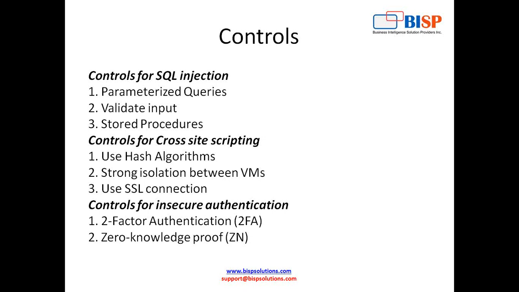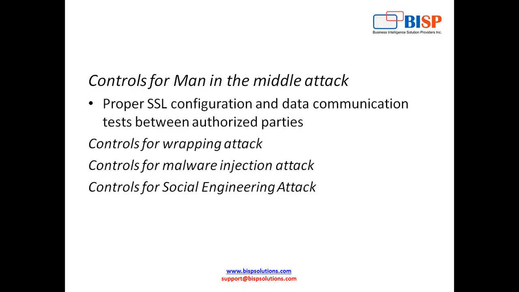And for the malware injection, we can use FAT system architecture. In that way, the malware cannot be injected into the system. And for social engineering, it is strongly suggested that the user credentials and passwords shouldn't be shared on any of the social networking sites. So these are the controls for the account or service traffic hijacking.